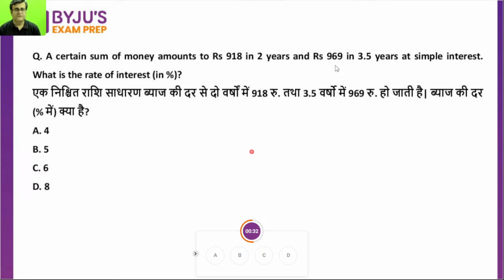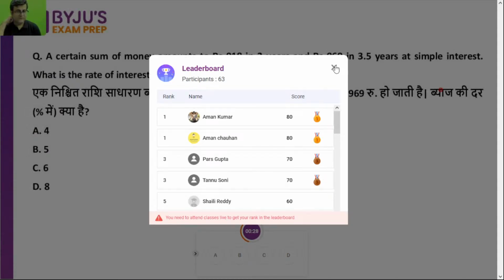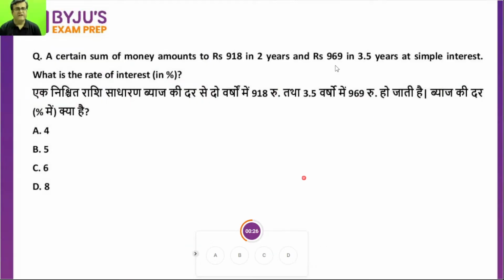I will explain, no need to worry. A option is absolutely right. Let's see how to do it. Can you see the difference? The money is deposited for 2 years. It will become 918. This is the amount. If deposited for 3.5 years, it will become 969. So what do you feel? How much is the difference? The difference is 1.5 year.